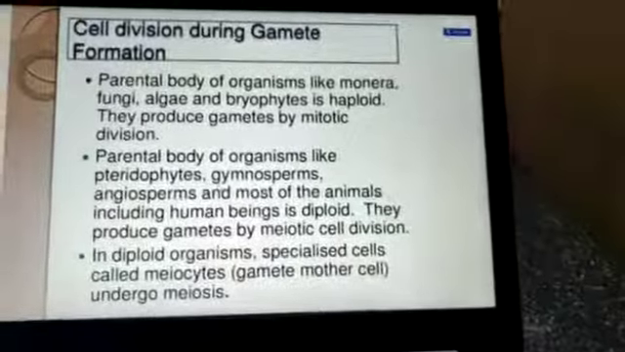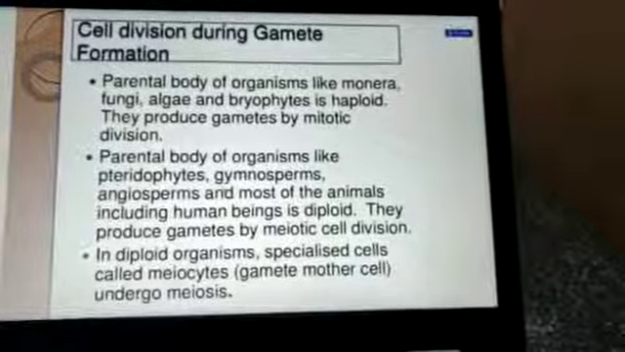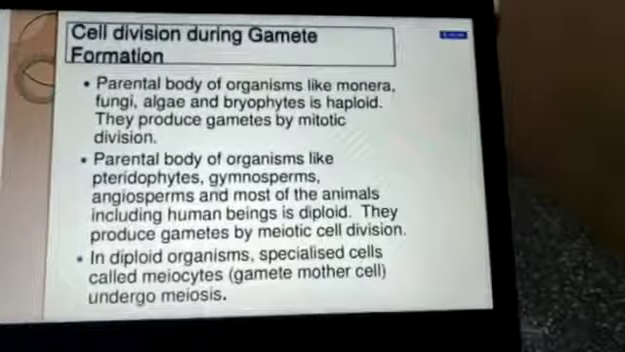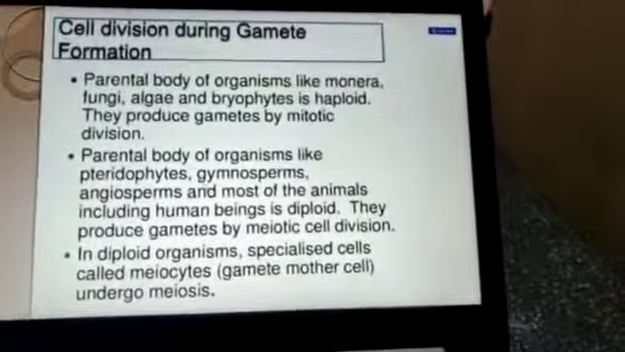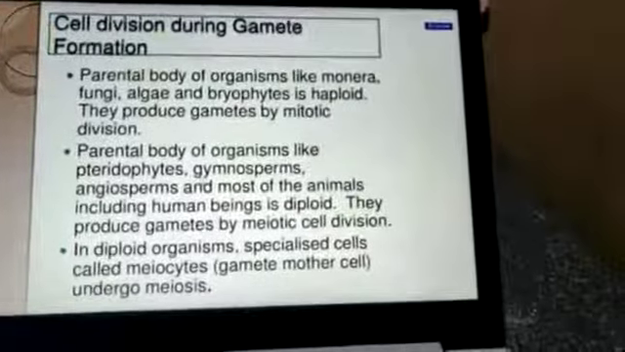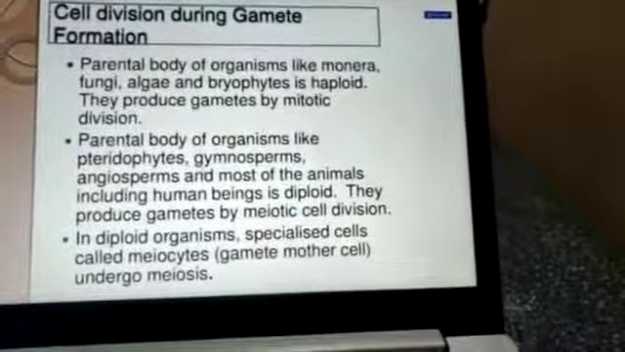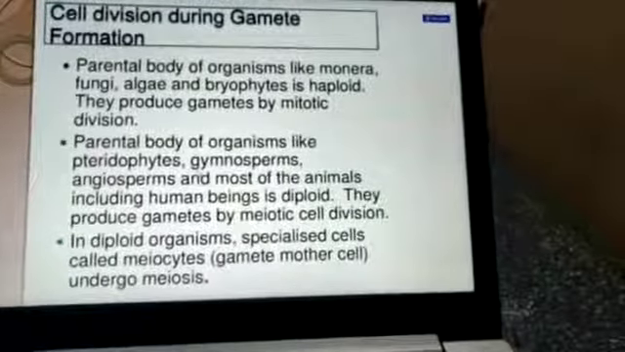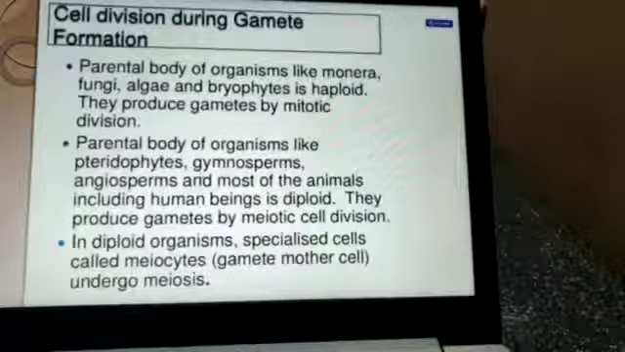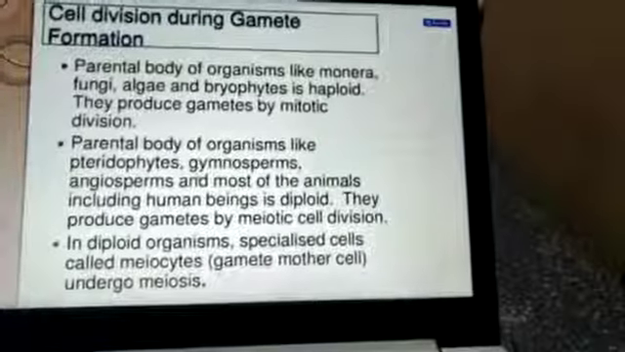The parental body of organisms like pteridophytes, gymnosperms, angiosperms, and most of the animals including human beings is diploid. They produce the gametes by meiotic cell division, meiosis, which helps in the formation of gametes. In diploid organisms, specialized cells called meiocytes or gamete mother cells undergo meiosis.